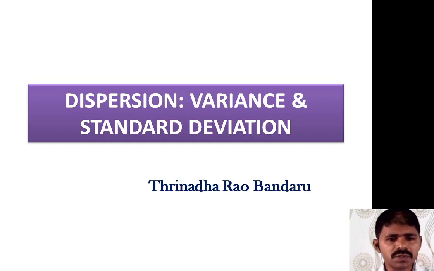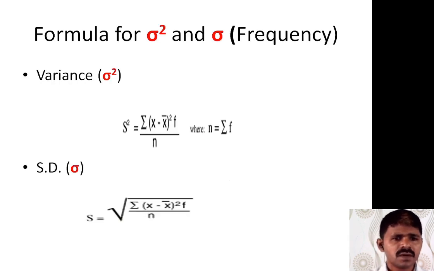In this video we are going to discuss variance and standard deviation for frequency data. Here, frequency is of two types: frequency for discrete data or ungrouped data. Let us see the formula. Formula for variance is equal to the sum of (x minus mean) whole square into frequency, by n. So n means here the total number of frequencies.